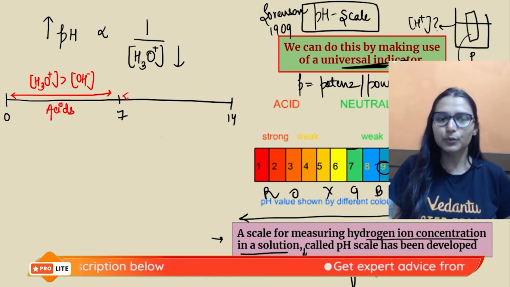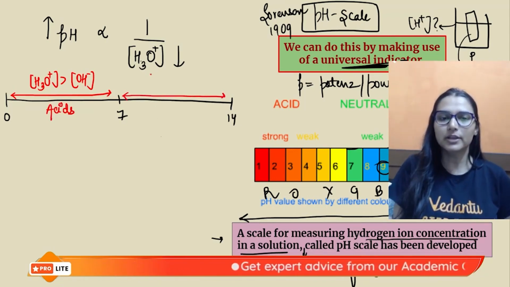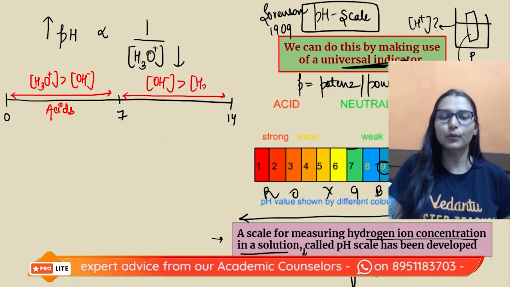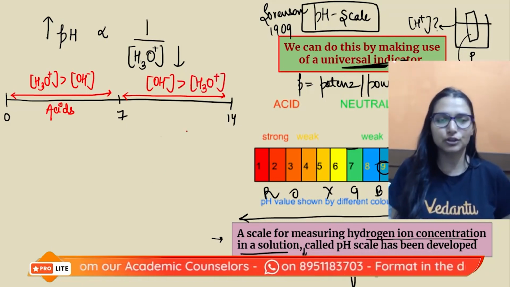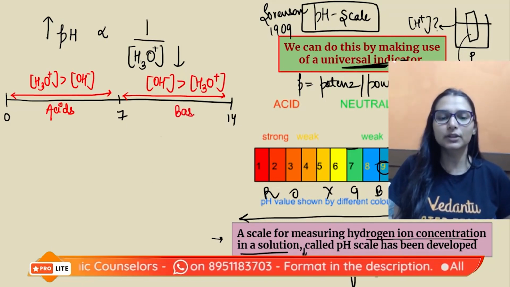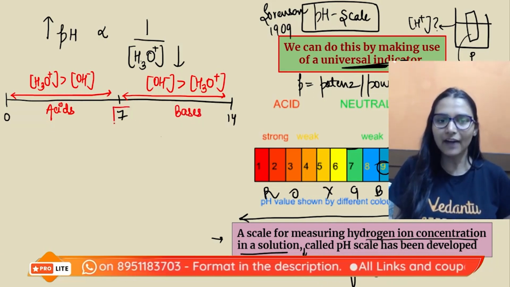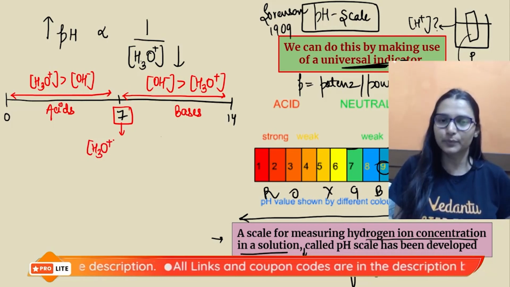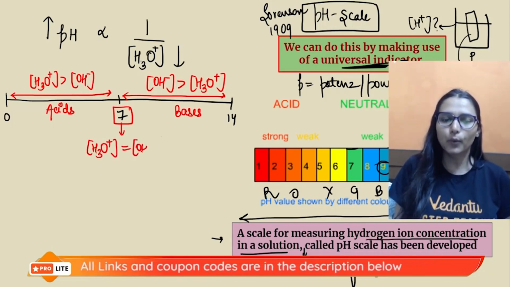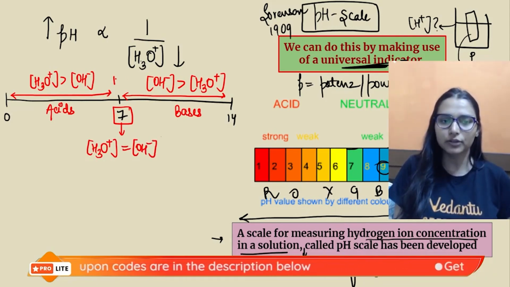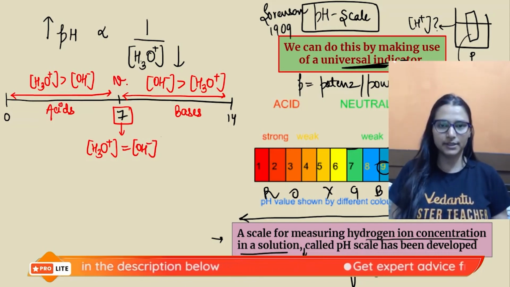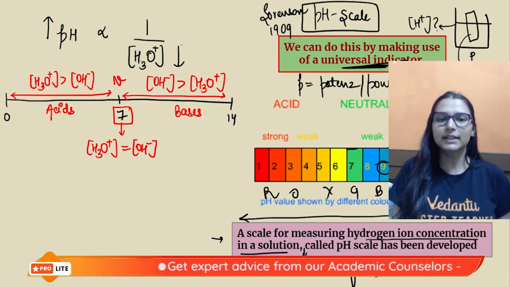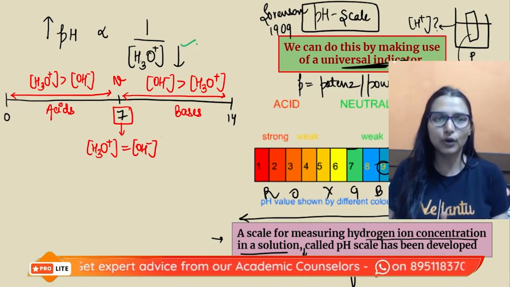Okay, between 7 to 14 the situation is that OH ion concentration dominates over the hydronium ion concentration. So this area belongs to the bases. Then we have pH value 7 जहाँ पर exactly the concentration is balanced. Hydronium ions and OH ions have equal concentration. These are the neutral solutions. Okay, and you can see over here pH is inversely proportional to hydronium ion concentration, है ना.